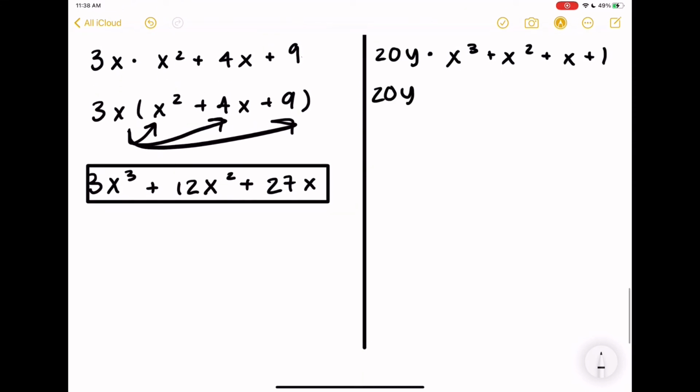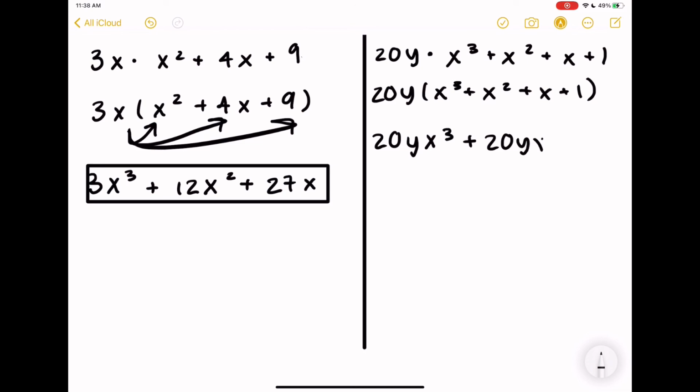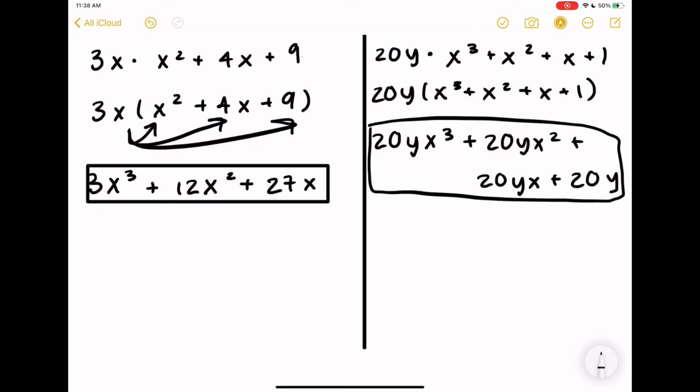The next one is 20y, and then we have x cubed plus x squared plus x plus 1 in parentheses. Using the distributive property, we multiply 20y by each of the terms in the polynomial. So we'll get 20yx cubed plus 20yx squared plus 20yx plus 20y. As you can see, I applied the same rules even though we had 2 variables. The same rules still apply, so it's really important that you remember them.